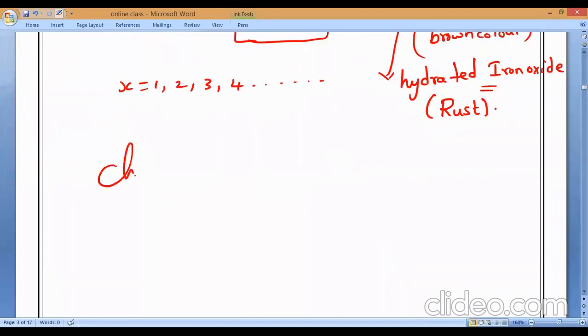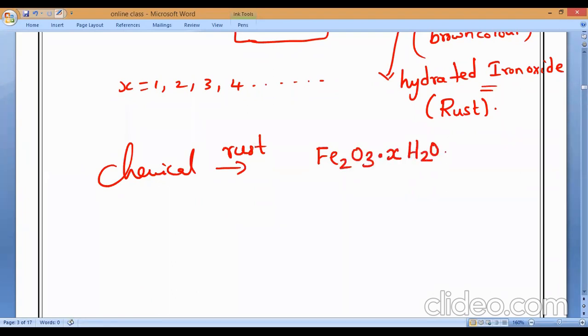Now if they ask you in the exam, what is the chemical formula of rust? You have to write it as Fe2O3 dot XH2O. Is it okay, Maitriyan, Maunesh, everybody? So this is the chemical formula of rust.